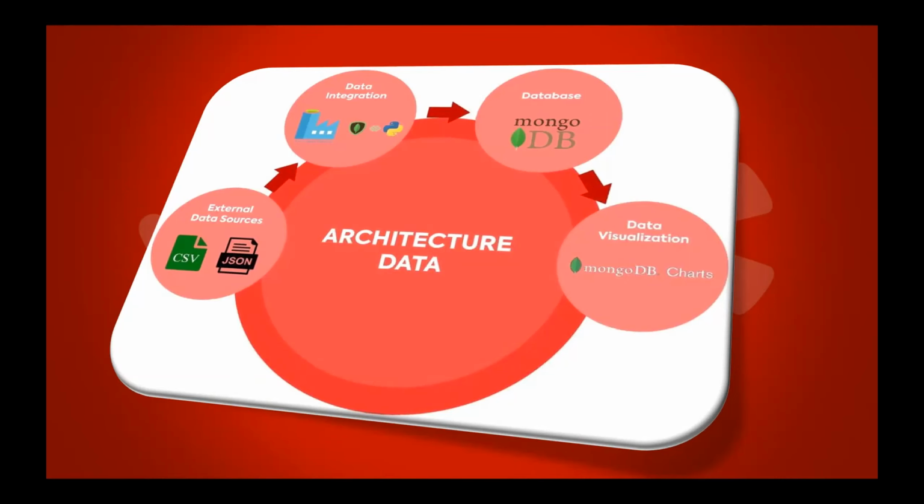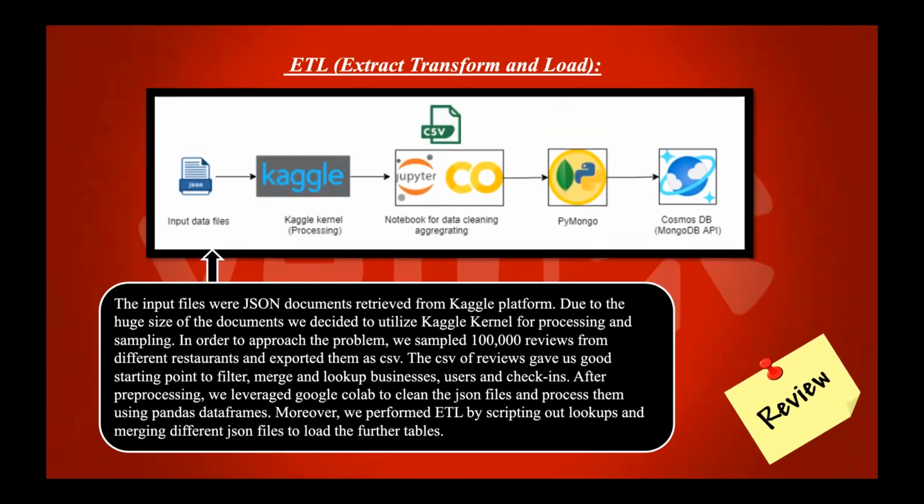Next slide. So starting with the input data files, we utilized the Kaggle kernel and its notebook for the pre-processing part, because we did not have that amount of power on our local PC. That's the reason we used Kaggle's notebook to sample 1 lakh reviews from the different restaurants, and we exported the files as CSV for using them with Colab.